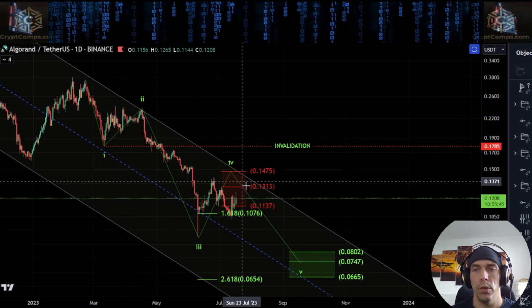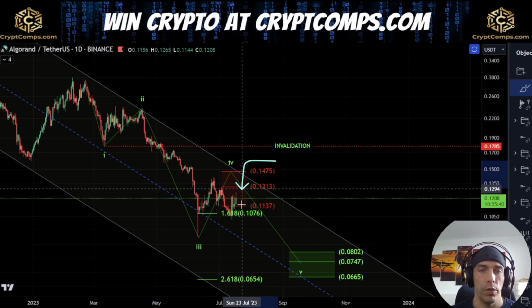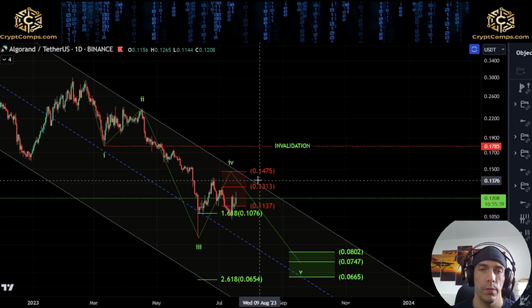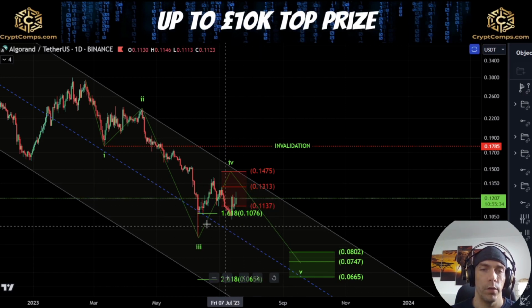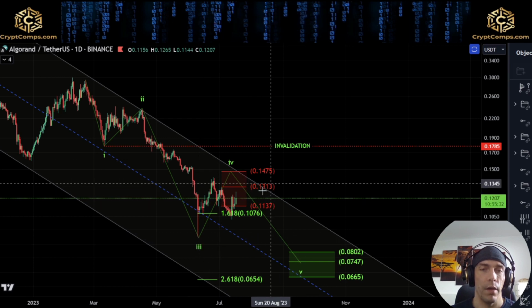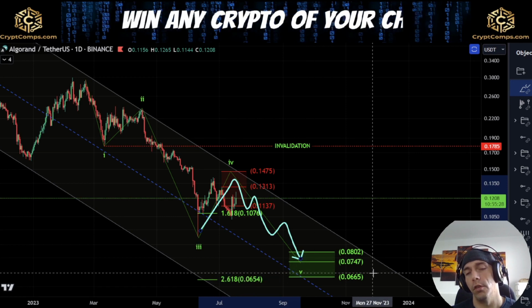Now, for as long as we stay below this 1785, which would be our invalidation point, and within this range over here, which would be this 1475 to this 1137 region, what I'm looking for is the potential that this could still be a fourth wave move here. And then we would be looking for this 5-wave structure to the downside afterwards.